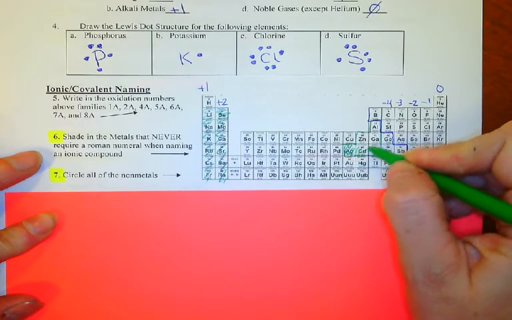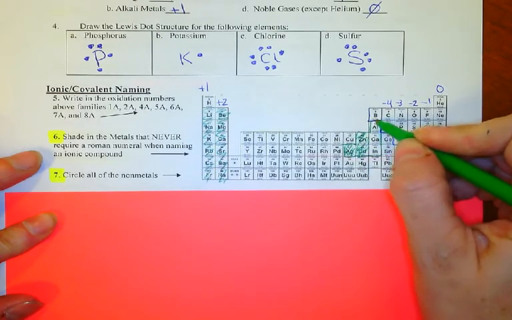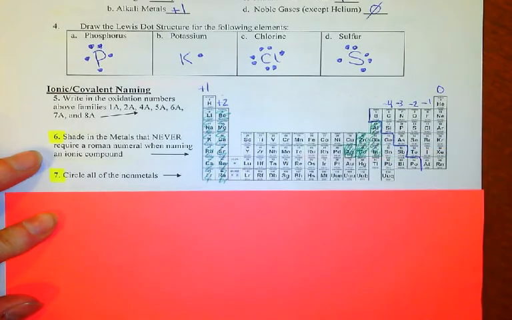Silver, the 1 and 1B, that's always +1. The 2 and 2B, that are always +2. And then these 3, that are always +3. Every other metal in here, including these guys back there, have to have Roman numerals when you name them.